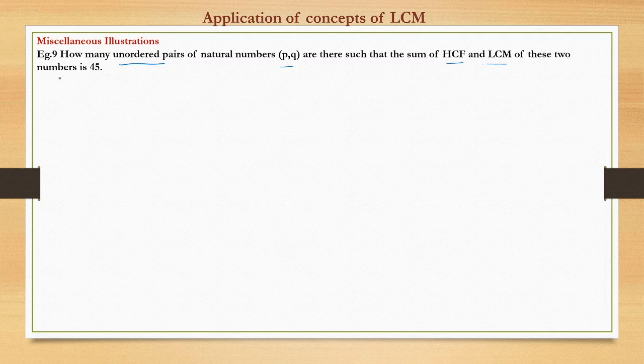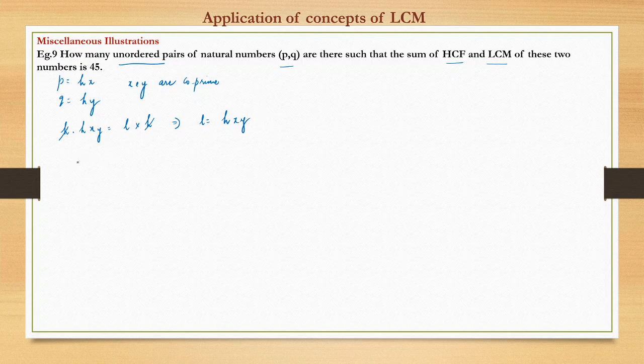So let the HCF of the numbers be H. So p we can write as Hx, and q we can write as Hy, where x and y are co-prime, right? And what could be the LCM? LCM will be H into xy. If you don't get it, then you can just see the product p into q, that is H squared xy, is equal to LCM into HCF, right? So from here we can get LCM as Hxy, right?